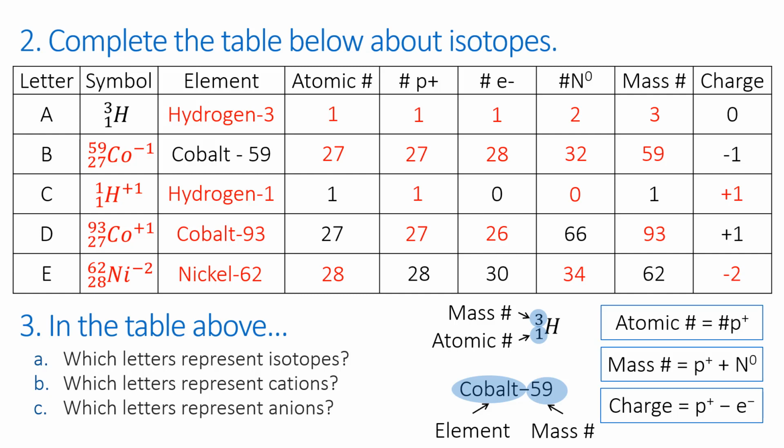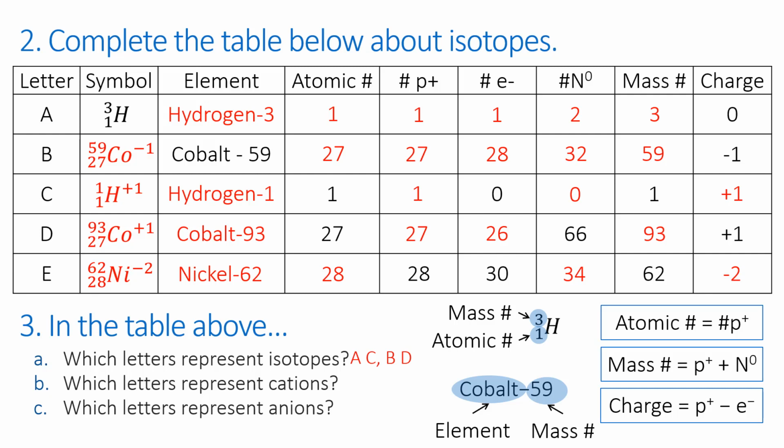The next question asks, which of these letters represent isotopes? So isotopes are the same element, they have the same protons, but they have differing numbers of neutrons. So isotope A and C are both isotopes of hydrogen, and B and D are both isotopes of cobalt.